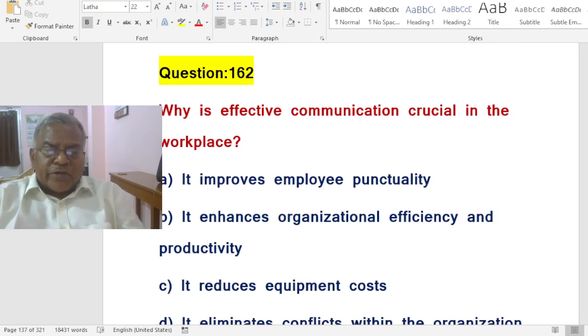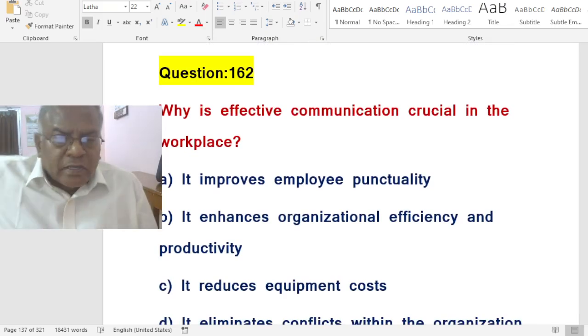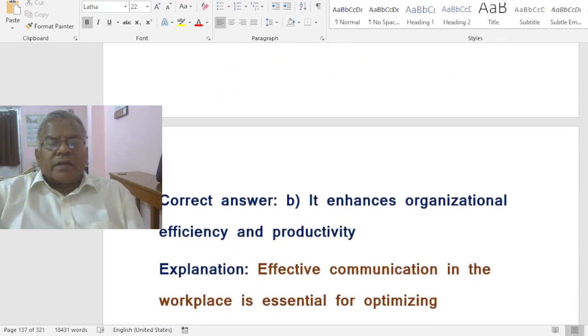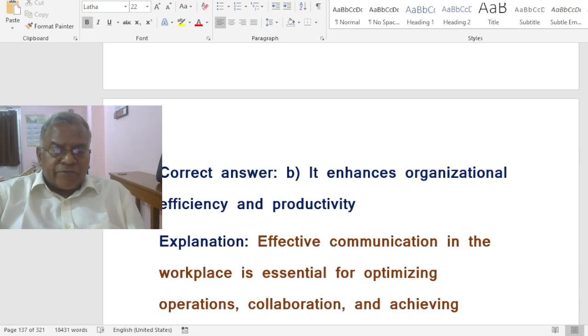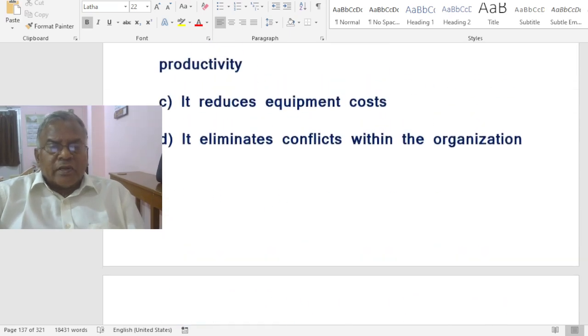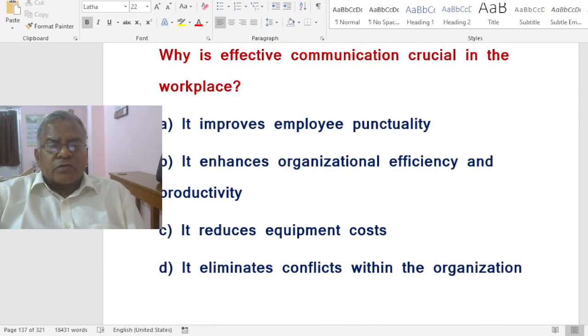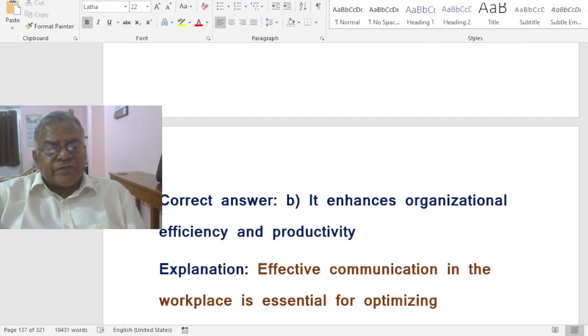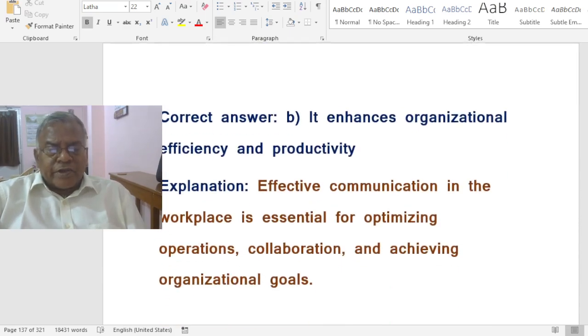Why is effective communication crucial in the workplace? That is, it enhances organizational efficiency and productivity. Effective communication in the workplace is essential for optimizing operations, collaboration, and achieving organizational goals.